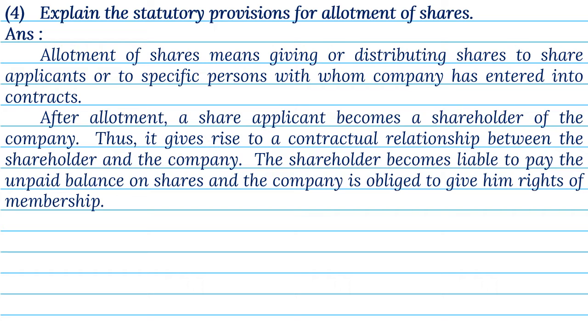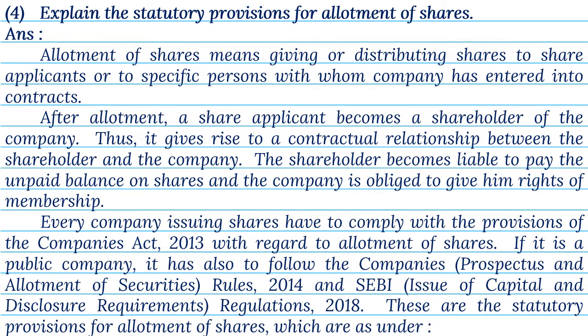of membership. Every company issuing shares have to comply with the provisions of the Companies Act 2013 with regard to allotment of shares. If it is a public company, it has also to follow the Companies, Prospectus and Allotment of Securities, Rules 2014, and SEBI, Issue of Capital and Disclosure Requirements, Regulations 2018. These are the statutory provisions for allotment of shares, which are as under.